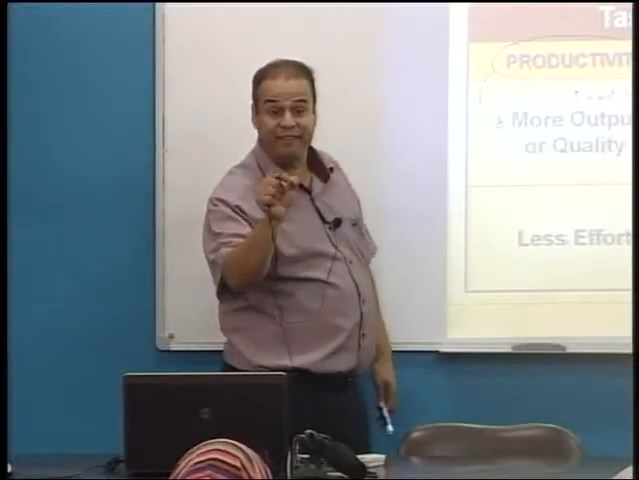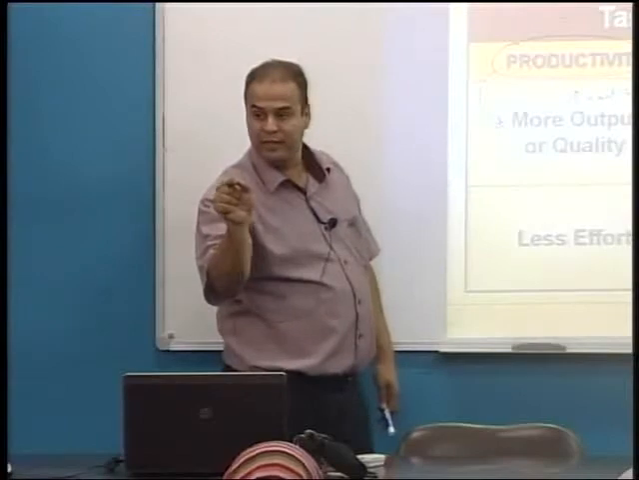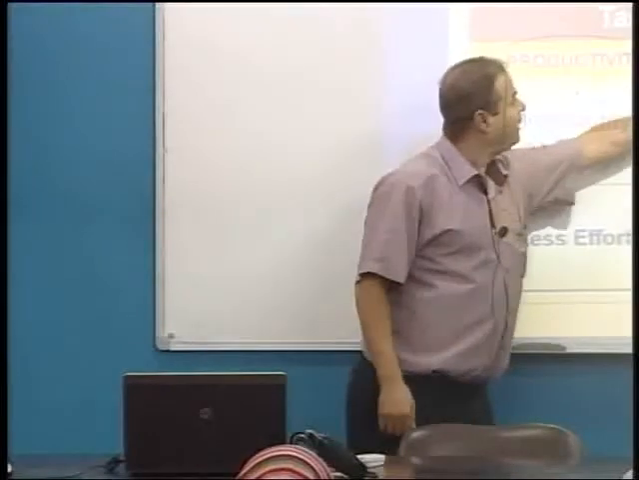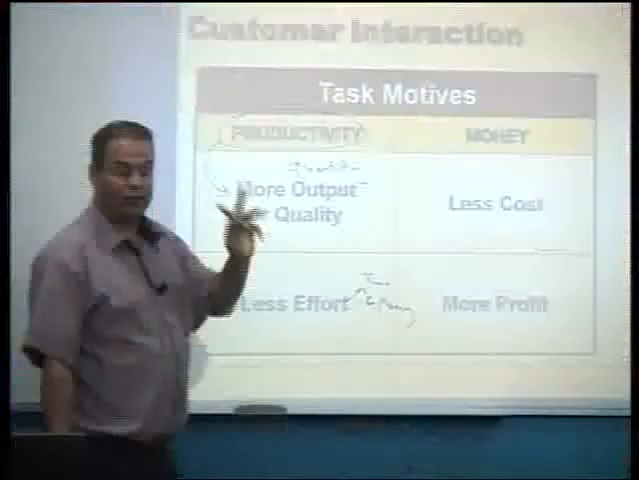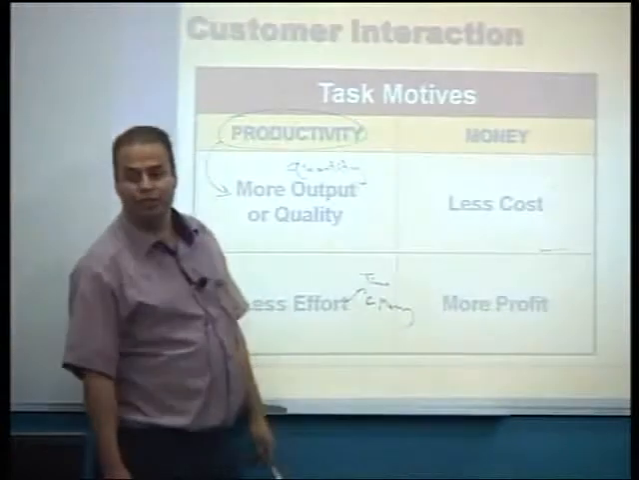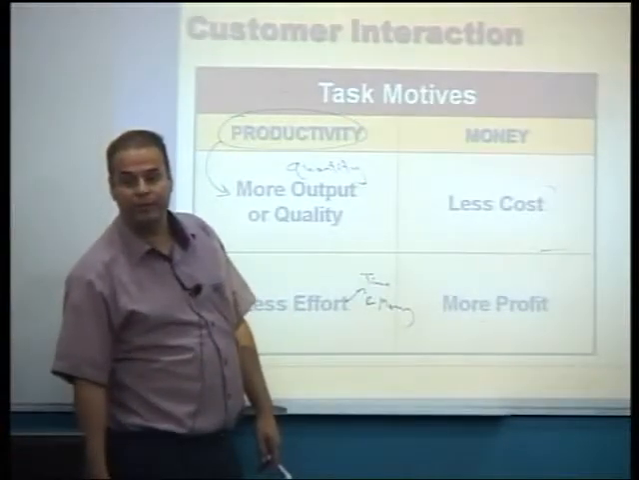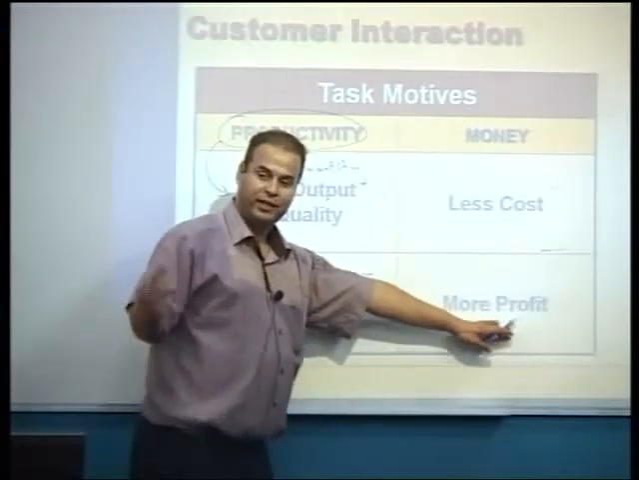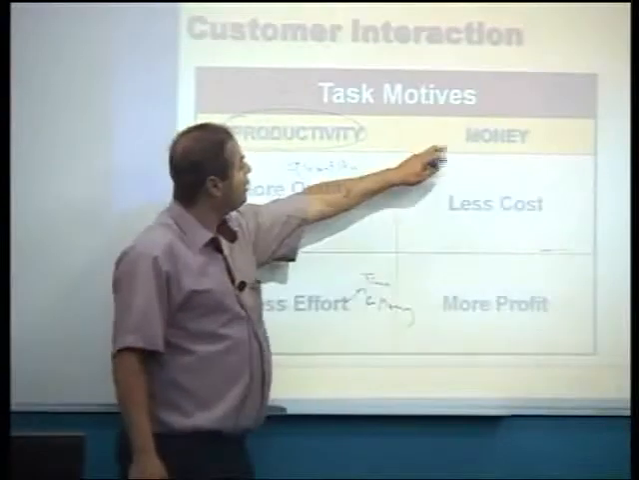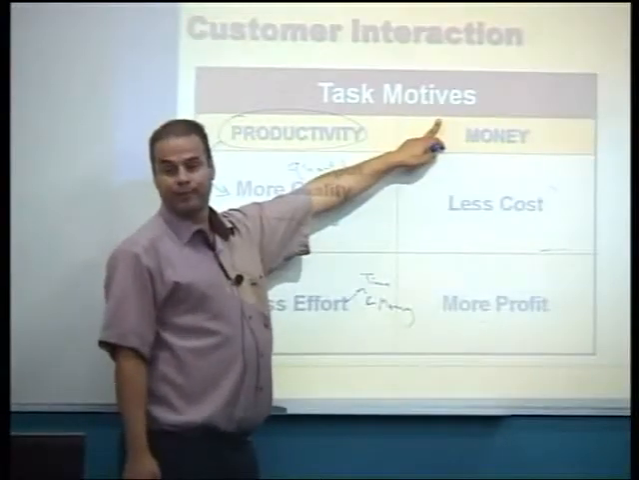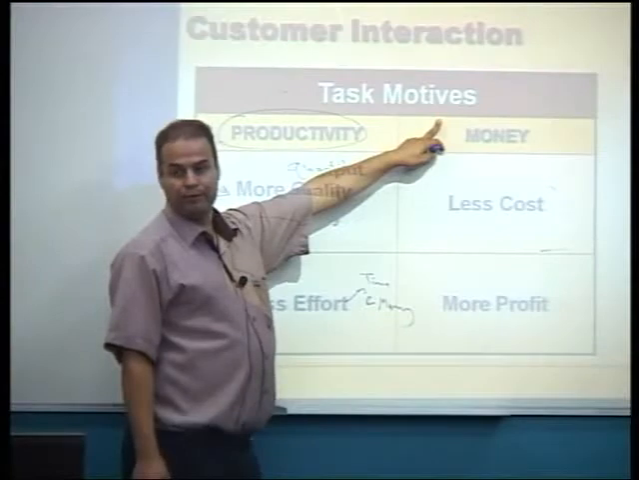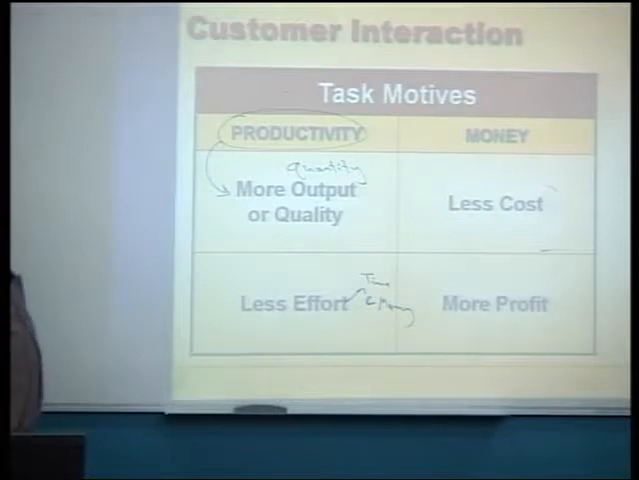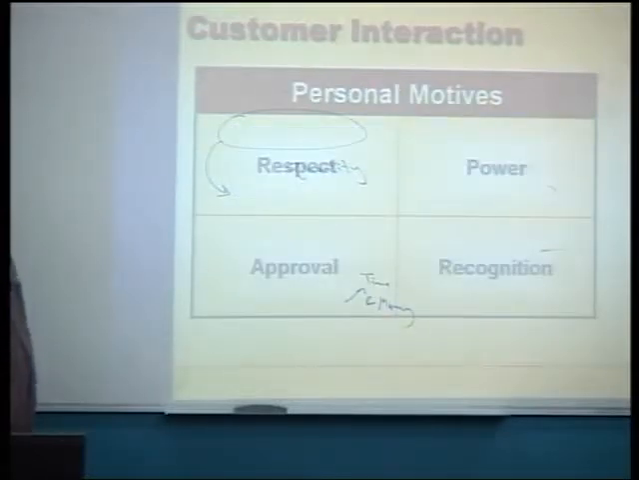The buyer will buy from you if he or she feels this is going to be less costly for him or her. This is called money task motives. Or the buyer will buy from you if he or she feels he will gain profit after he buys from you, especially if this customer is an organization. This is called what? Money task motives. Any question about the task motives in the exam? Very important. Let's go to the final thing in the class.